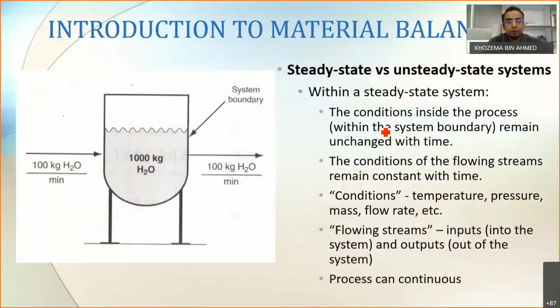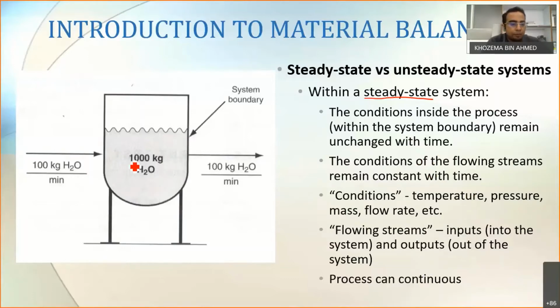Okay. So if you have a batch system, a continuous system, or a semi-batch system, the system can be in steady state or unsteady state. Okay. If you are talking about a steady state system, the conditions inside the process remain unchanged with time. The conditions of the flowing stream remain constant with time. So the conditions here can be temperature, pressure, mass flow rate and everything. Flow condition is input and output.